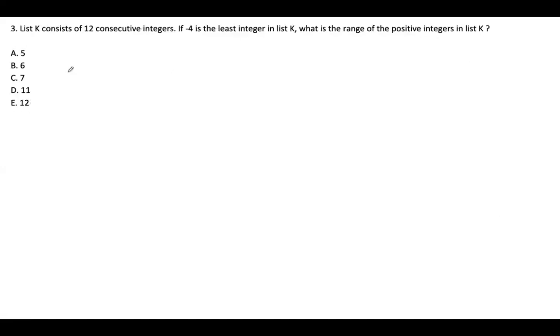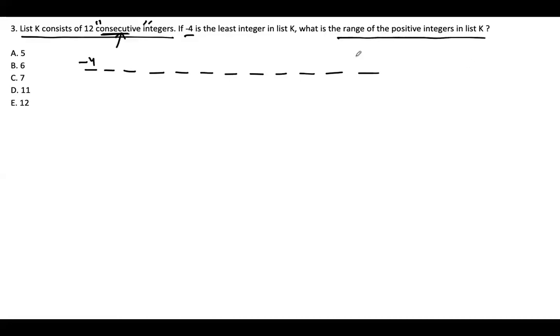This is an easy one. Harsh, can you solve this question quickly? Yes, sir. The list K consists of 12 consecutive integers. Consecutive integers. Okay, important. If -4 is the least, first one is -4. What is the range of the positive integers in the list K?